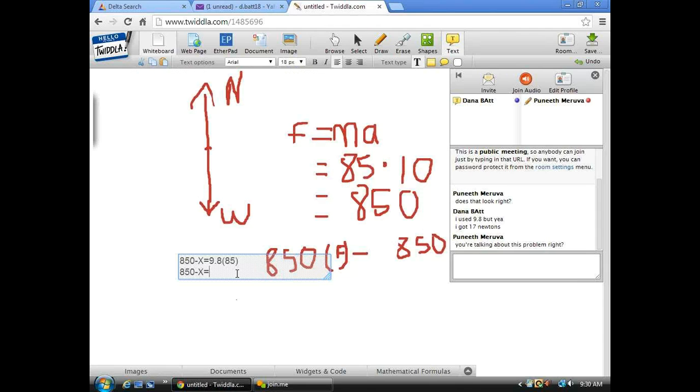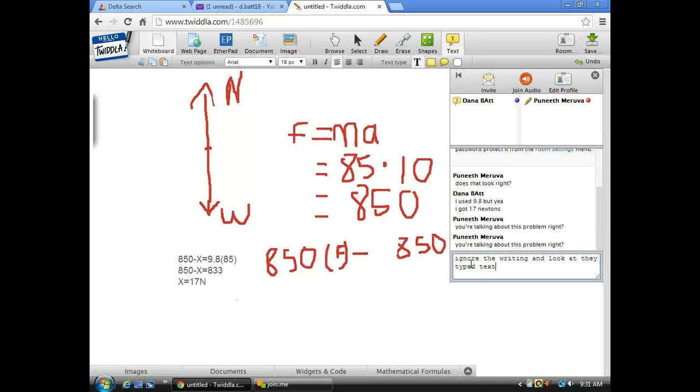Okay, so let's look at his chat. This would be interesting. Okay, so first let's look at his free body diagram. He has a normal force up and a weight force down. And it looks like he calculated the net force to be 850 newtons because it's accelerating downward at, I think, 10 meters per second each second.